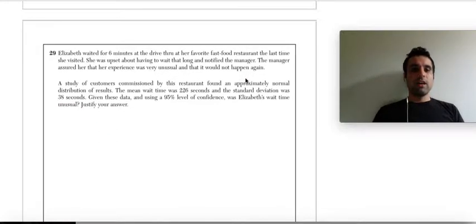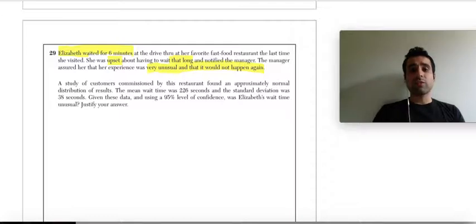Okay, Elizabeth waited for 6 minutes. So she waited for 6 minutes at the drive-thru of her favorite fast food restaurant the last time she visited. She was upset about having to wait that long, so she felt like it was too long, and notified the manager. The manager assured her that the experience was very unusual and that it would not happen again. There are 2 parts. Okay, so let's look at the next part.